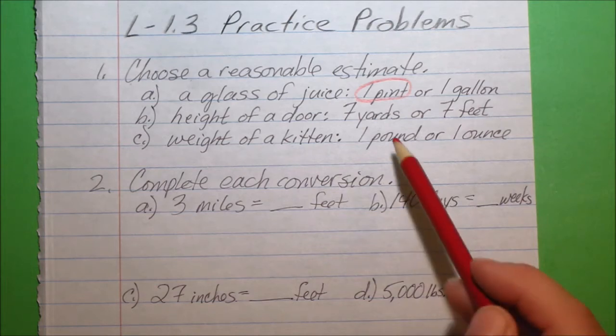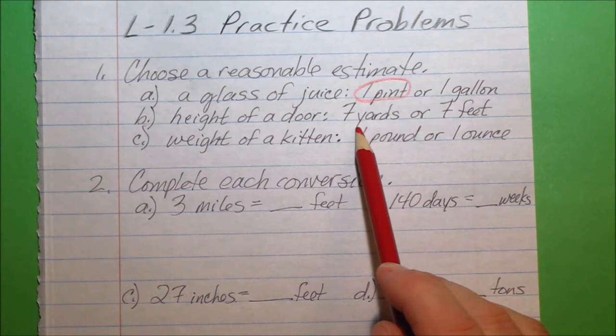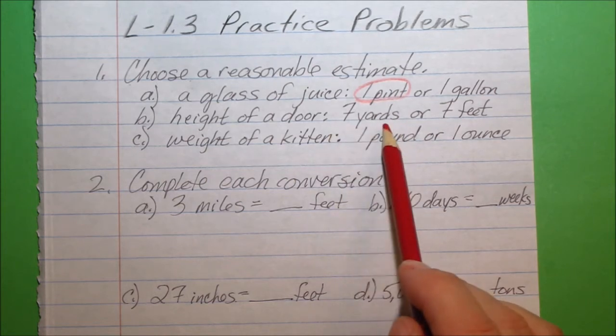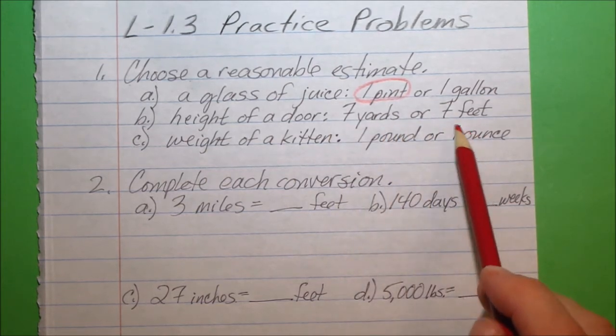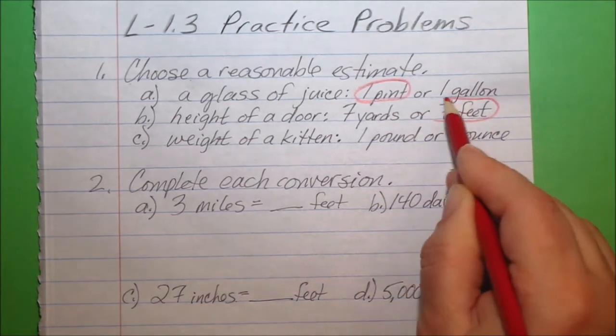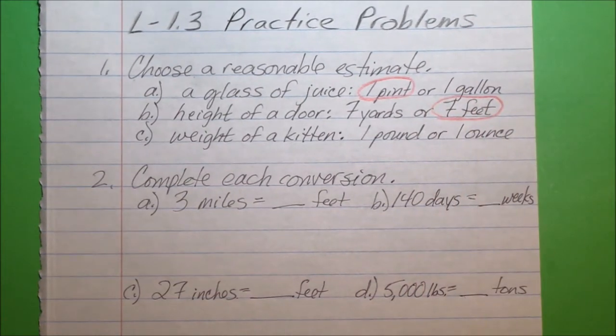So does it make sense that the height of a door would be 21 feet tall or 7 yards? Or more likely 7 feet tall? Yeah, 7 feet tall is more reasonable. All right, the weight of a kitten, 1 pound or 1 ounce.